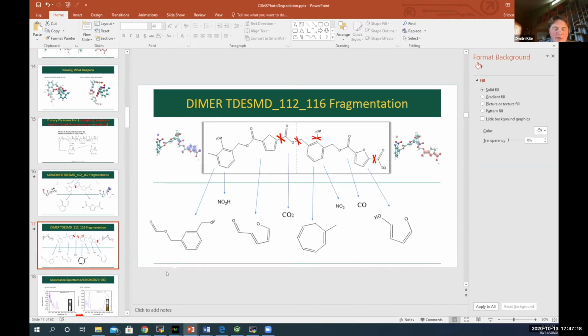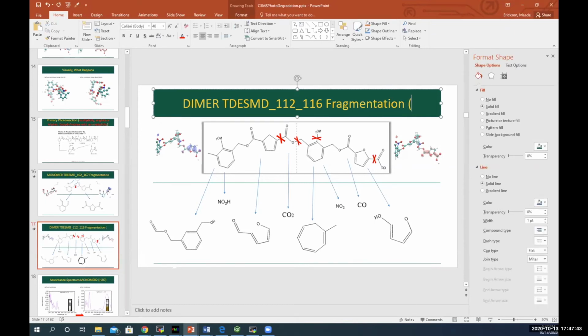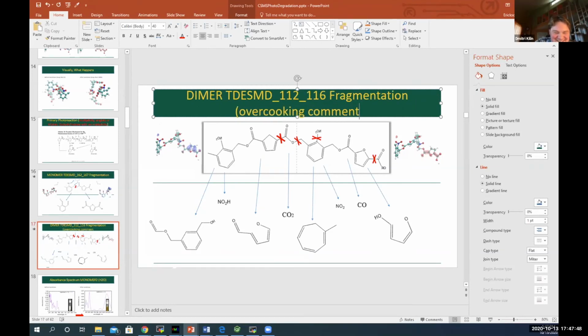So you may keep everything as it is, but just plan to make a comment that this is a diagram of what would happen if we overcook it, if we do irradiation for a long time with very intense light. Make sense? Okay. And everyone is welcome to contribute to the discussion on overcooking.